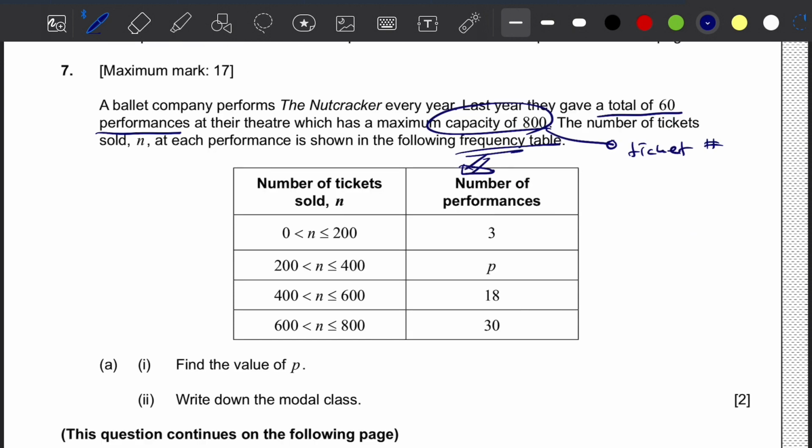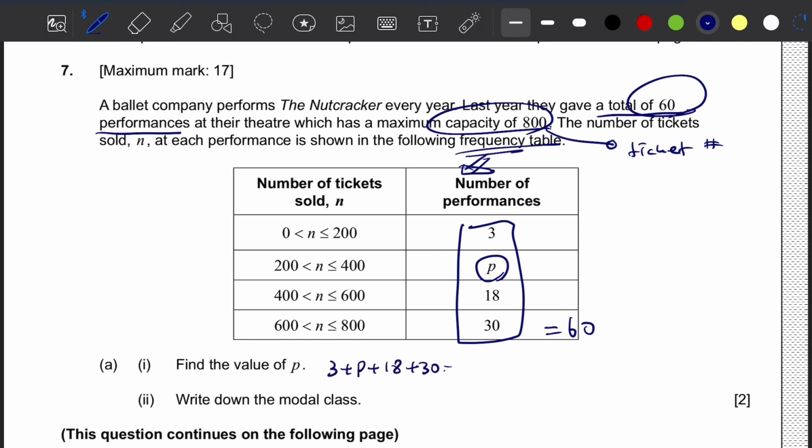Question AI, we need to find the value of P. P is here, and this refers to the number of performances, and the total number of performances is 60. So when we add all these numbers, it should add up to 60, right? So 3 plus P plus 18 plus 30 equals 60, and the P value is 60 minus 3 minus 18 minus 30, which is 9.